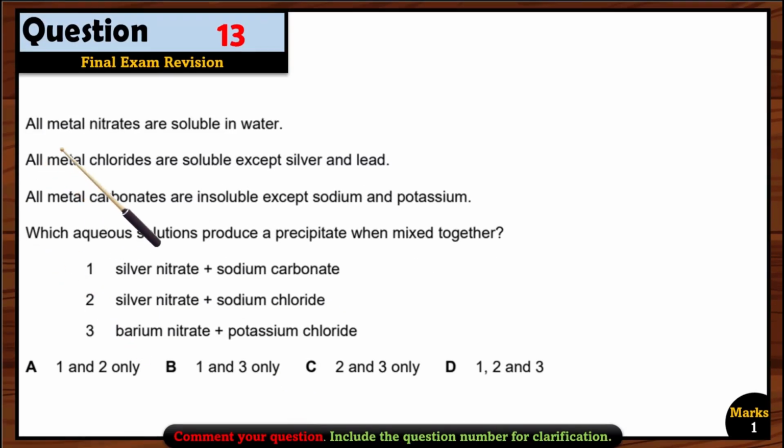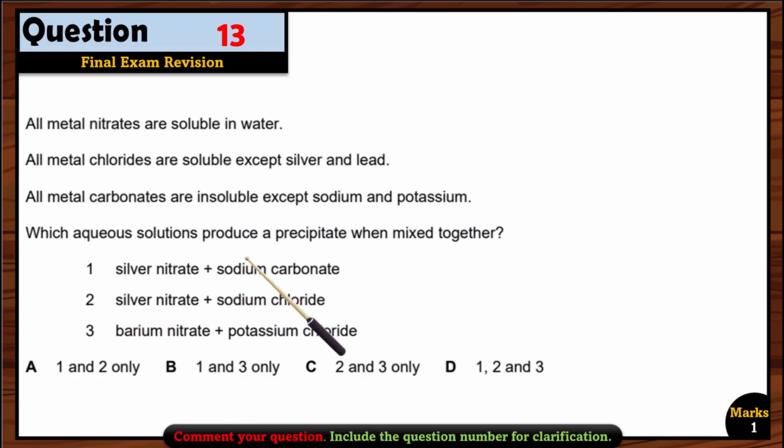Let's see the next question. All metal nitrates are soluble in water. All metal chlorides are soluble except silver and lead. All metal carbonates are insoluble except sodium and potassium. Which aqueous solutions produce a precipitate when mixed together? Now let's see one by one. Silver nitrate will give you silver carbonate and sodium nitrate. Sodium nitrate, of course, will be soluble, but silver carbonate will be insoluble because all carbonates are insoluble. So this one will give you a precipitate.